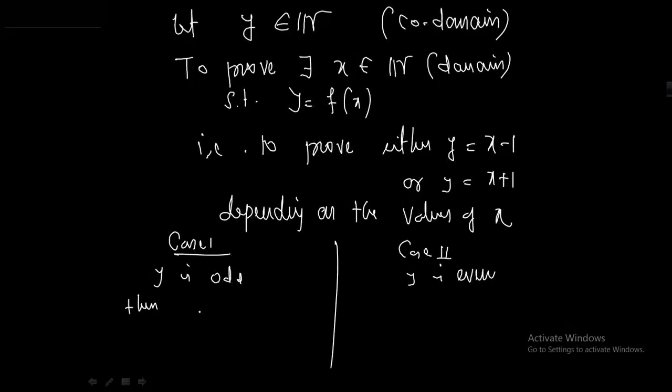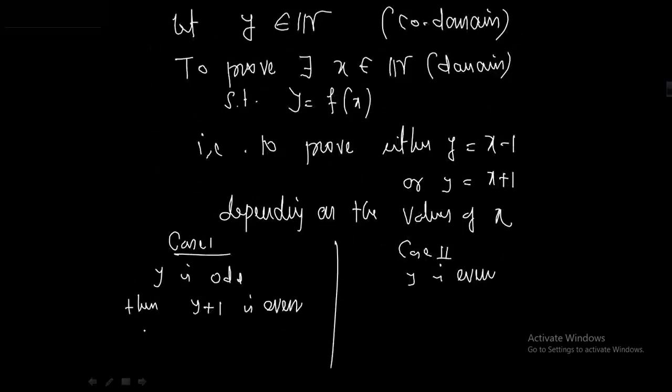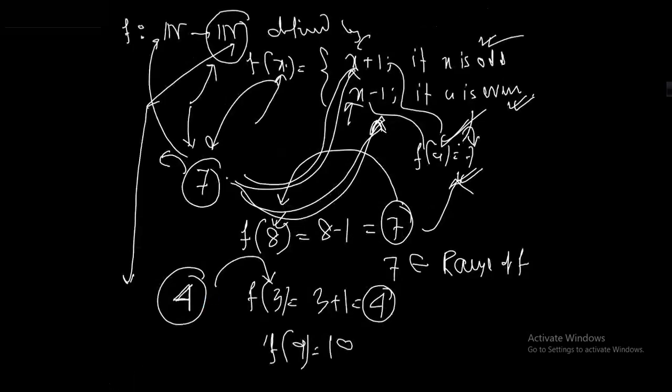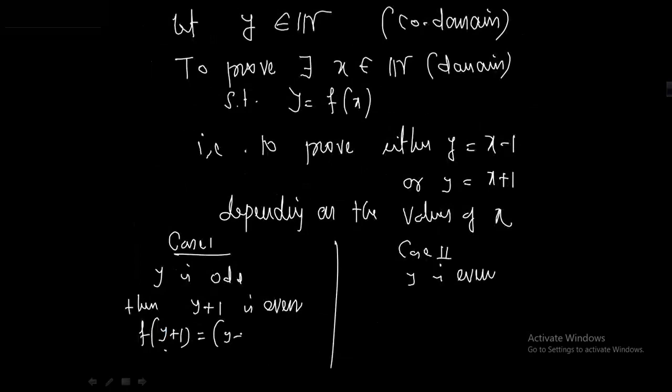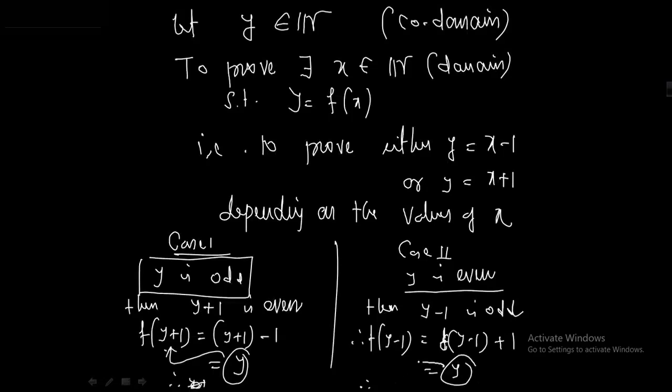If y is odd, then y plus 1 is even. Now what is f of y plus 1? আচ্ছা ইভেন থাকলে কি লিখছিলাম? x minus 1. if x is even তাহলে ইভেন থাকলে নিচ্ছিলাম x minus 1। তাহলে y plus 1 থাকলে কি নেব? y plus 1 minus 1, that is y. Therefore y is the image of y plus 1 if y is odd. Now if y is even, then y minus 1 is odd. Therefore f of y minus 1 is odd থাকলে কি নিচ্ছিলাম x plus 1, f of y minus 1 plus 1, that is y. Therefore y is the image of y minus 1.